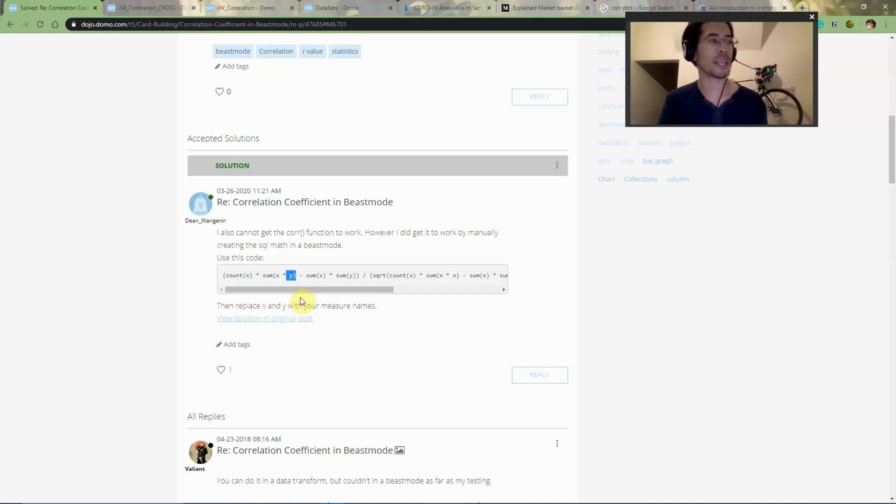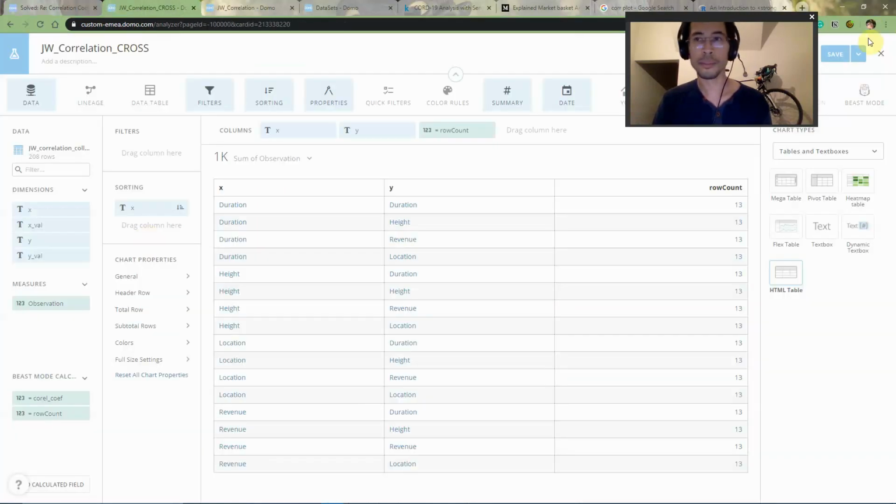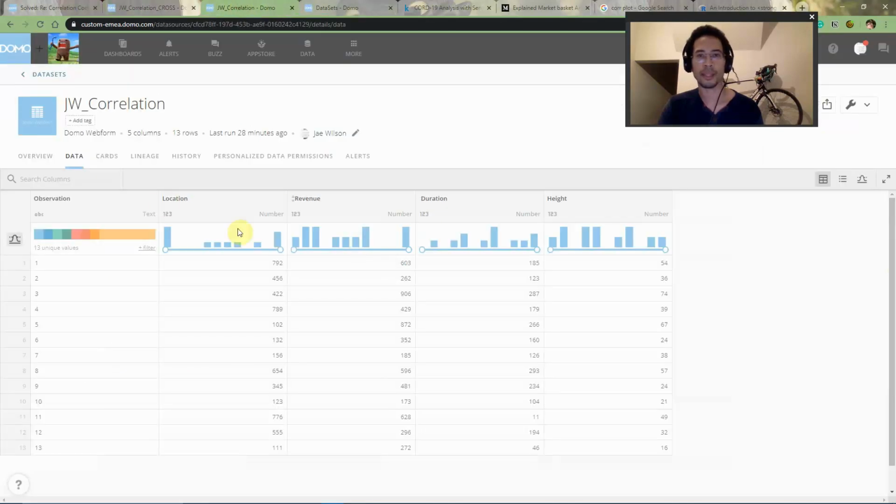How can I restructure the data so that all of the metric values are contained in a column called X and Y? At the end of the day, what I'm going to end up with is a data set like this, where I have 13 observations, and I have a row containing the metric values for duration and duration, a row containing the metric values for duration and height, a row containing the metric values for duration and location across each of the 13 observations. That's the goal. Let's see how we do it.